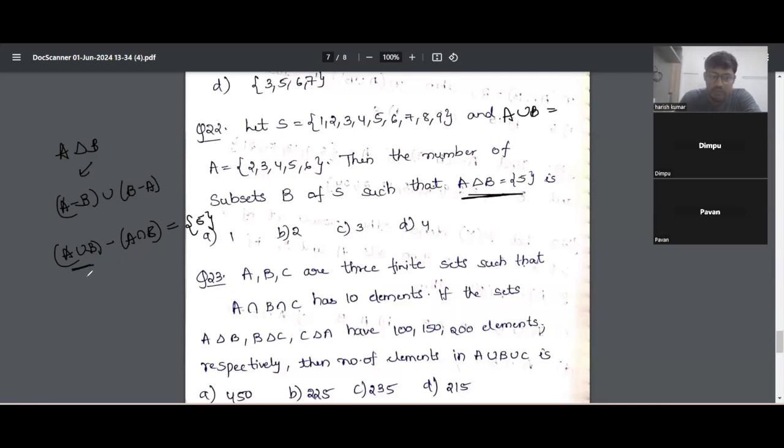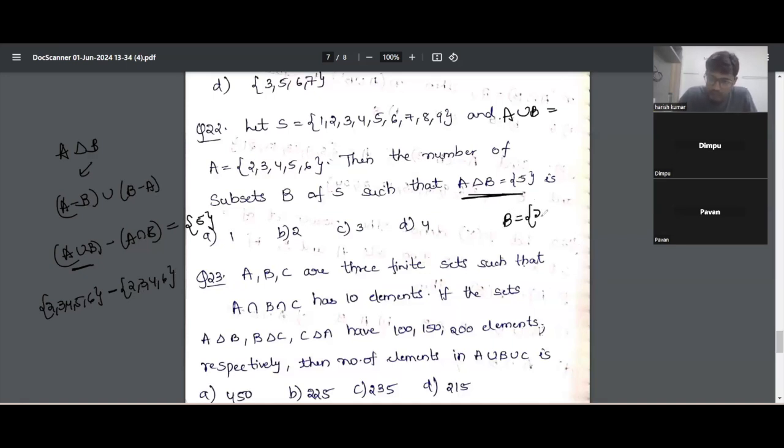Now one thing is clear. Whatever A union B is, it will definitely contain the elements 2, 3, 4, 5, 6, because A already has 2, 3, 4, 5, 6. Now what about A intersection B? A intersection B should also contain 2, 3, 4, 6. It should not contain 5, because if it contains 5, then I will not get 5. So B should also contain 2, 3, 4, 6. So this is one possibility for B.